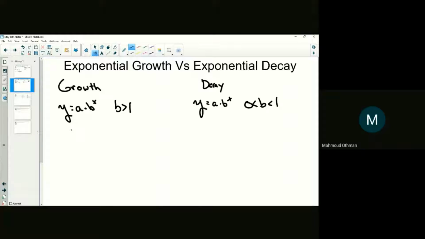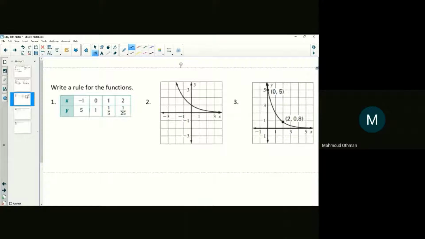So this function gets bigger, it grows. This function, the values get smaller, they decay, hence why they have their names, growth versus decay. And exponential functions increase or decrease, so they get bigger or smaller very quickly.